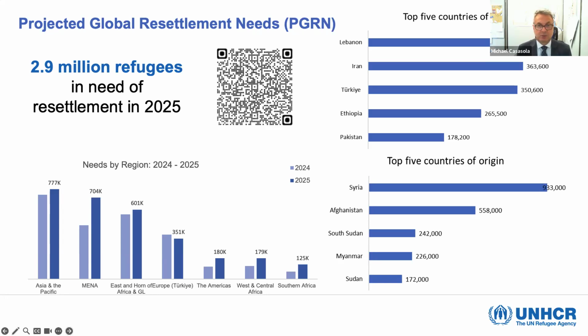Where refugees are coming from or where they're being resettled from, the most common nationalities we identify in terms of needs are Syrians, Afghans, South Sudanese, refugees from Myanmar and Sudan. And the largest countries hosting refugees needing resettlement are Lebanon, Iran, Turkey, Ethiopia, and Pakistan. And you can see at the bottom graph, I know there's a lot of information in front of you, but when you look at each region of the world, except for Turkey, we see growth in terms of the needs, whether you're in Asia and the Pacific or in the regions within Africa or the Middle East and North Africa, every one of them is seeing increased needs. Next slide, please.